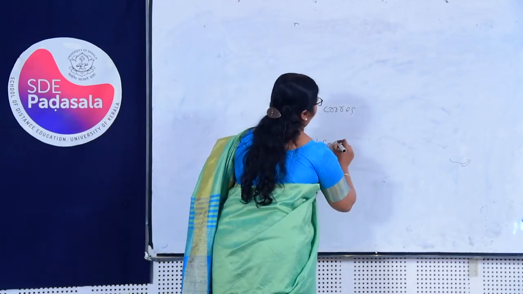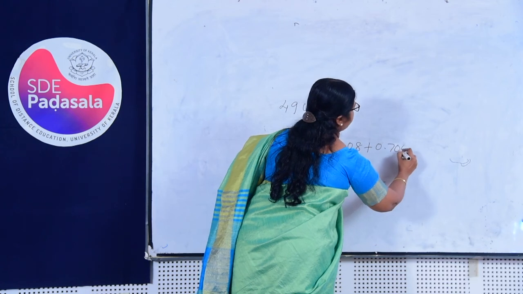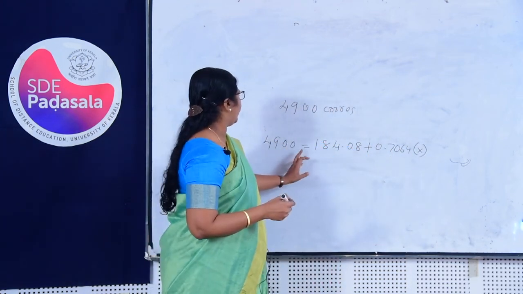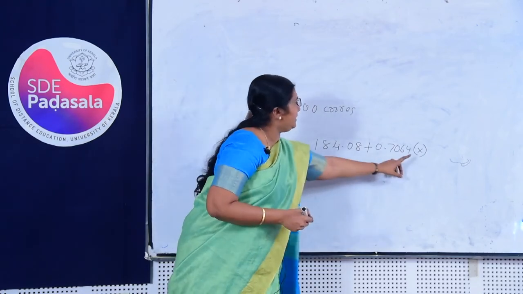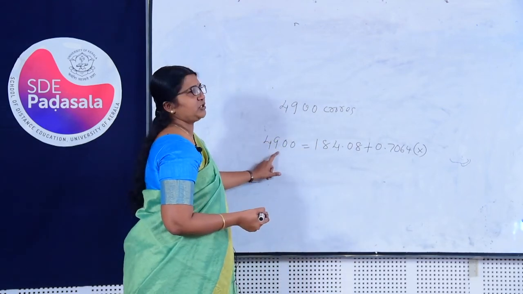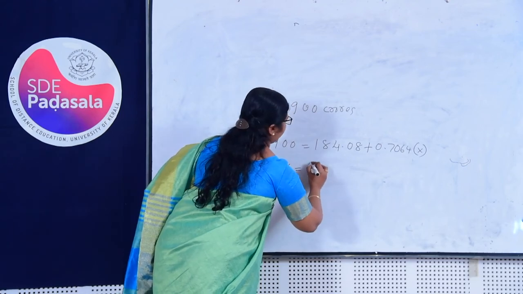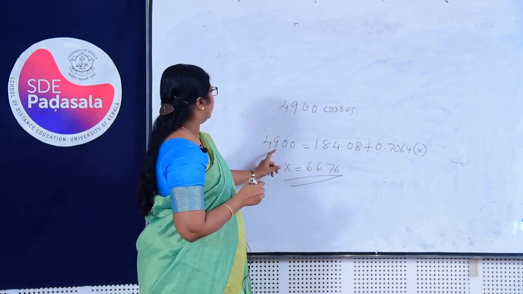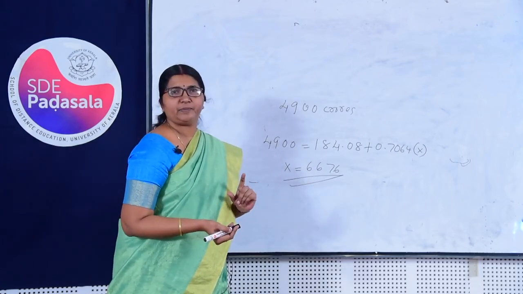4,900 is equal to 184.08 plus 0.7064 into x. So, we have substituted the values. This is the targeted consumption expenditure. Then we can find out the value of income which will guarantee this consumption expenditure. So, we can find out that x is equal to 6,676. In this way, this model can be used for control or policy purposes.